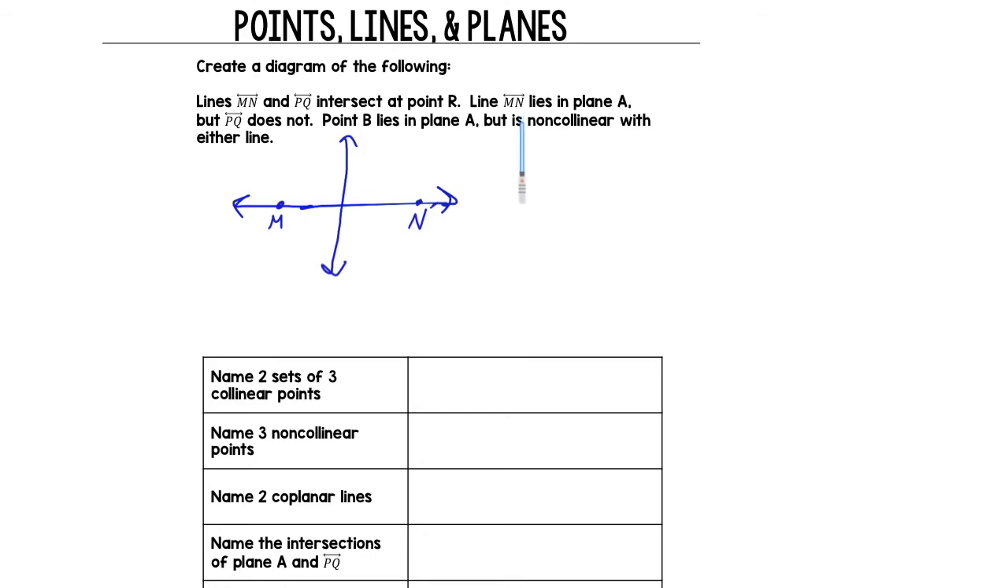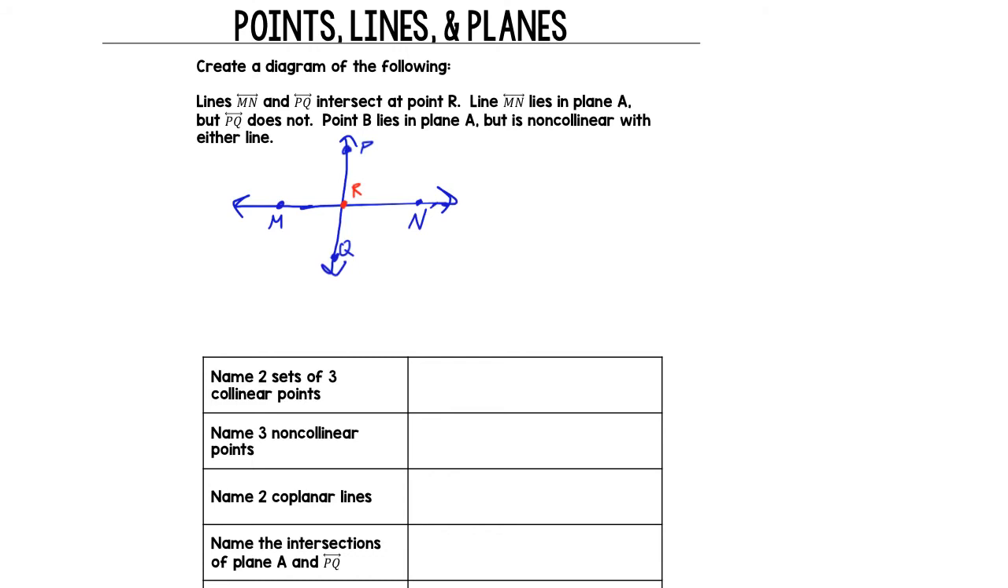Line MN lies in a plane A, but PQ does not. Point B lies in plane A, but is non-collinear with either line. All right, so MN and PQ intersect, and they lie in two different planes. So we're doing good with our drawing so far. So let's put point P up here and point Q down here. So these two lines intersect, and they do so at point R.